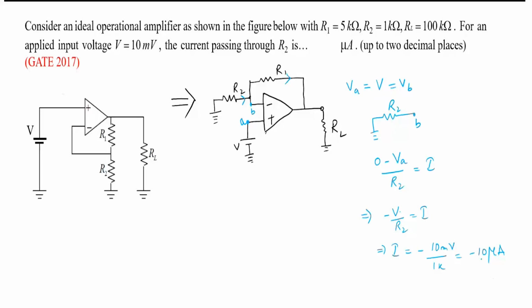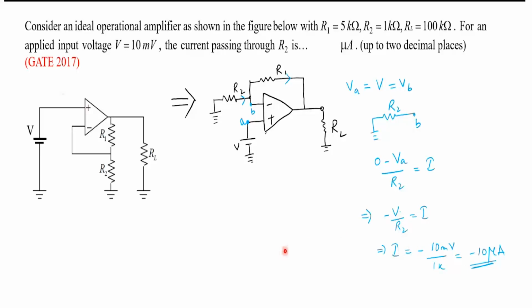But can you see there is a minus sign here? You know why? I am taking the current direction to be like this, from ground it is going like this. But the answer is coming minus. This means that whatever current direction I have taken, the actual direction is opposite. That's why the minus sign is coming.